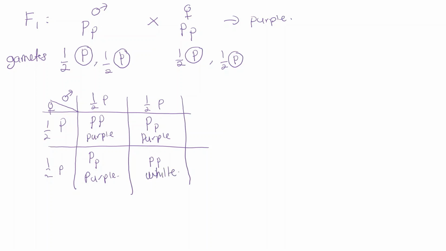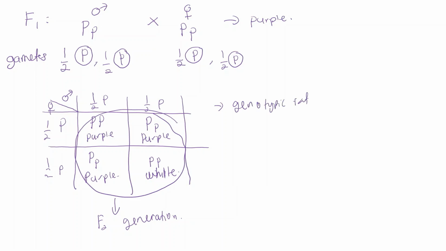Okay, so next you have to determine the genotype for the offspring produced. In the boxes here, these are the F2 generation. So the genotypic ratio for the F2 generation would be 1 homozygous dominant to 2 heterozygous to 1 homozygous recessive.